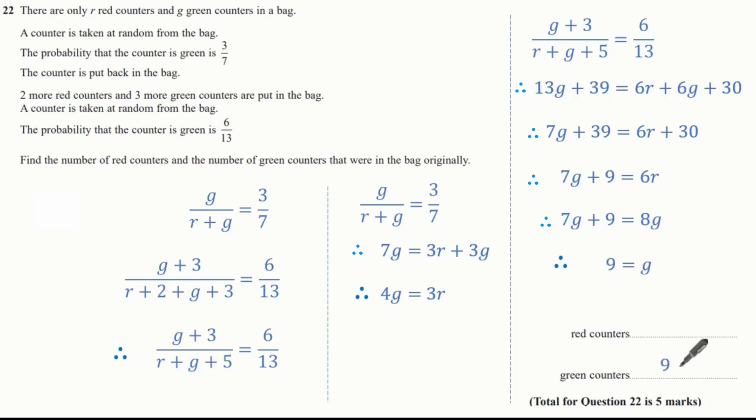Now if we know we have 9 green counters, let's substitute it back into one of our formulas to find out how many red counters there are. I'm going to choose this one. So I know there are 9 green counters, so 4 times 9 is 3R. This means 36 is 3R, so that means I know R must be 12. So I know there are 12 red counters.